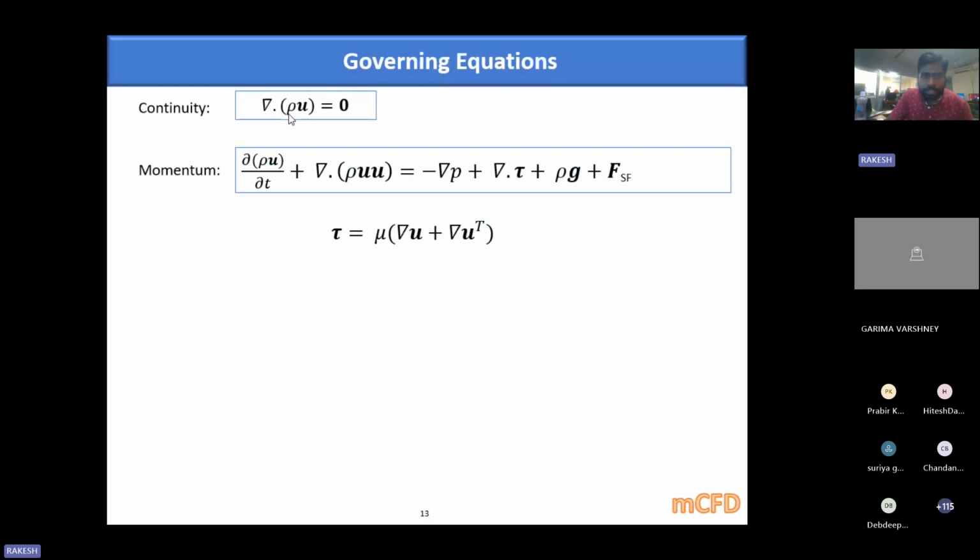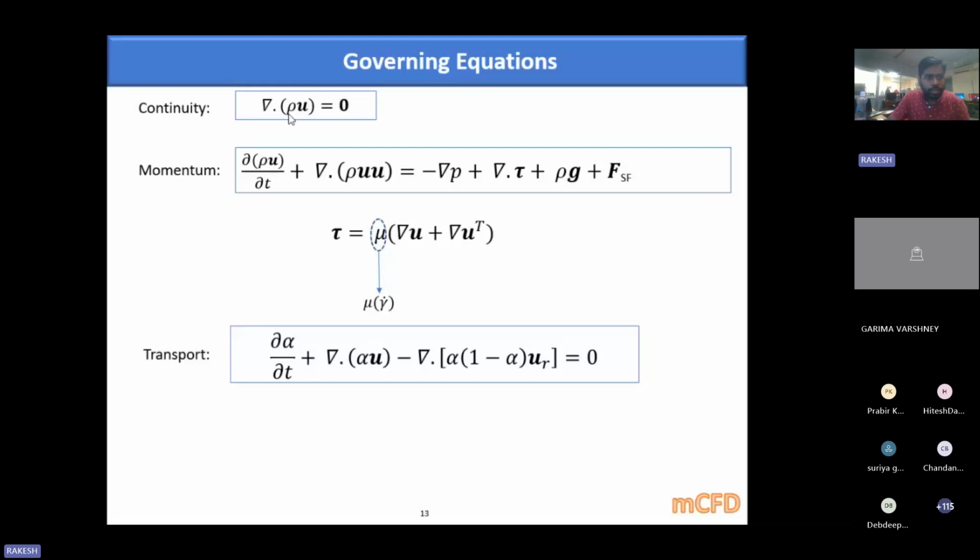In the next case, these are the governing equations that have been used in order to solve the problem: the continuity, momentum, and the transport equation. Here, this mu is being modeled for the non-Newtonian case. This will be modeled according to whatever model we are incorporating into our problem.